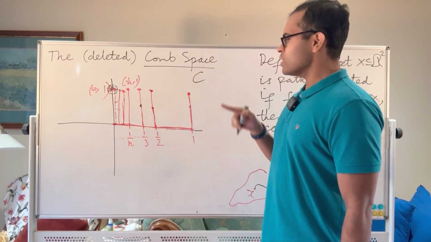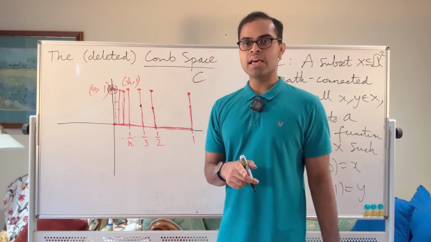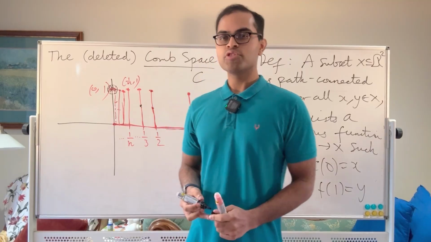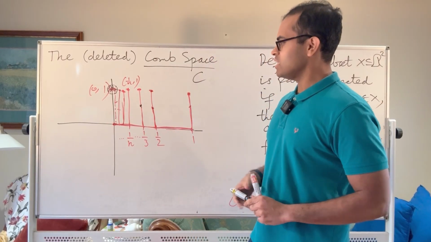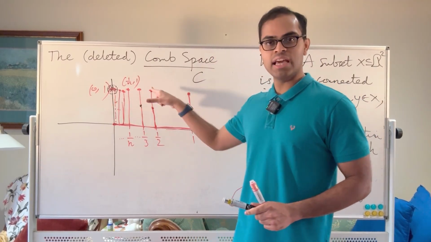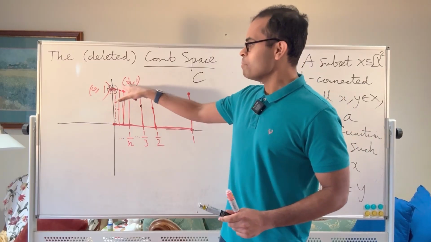Okay, so now the question is, why is this deleted comb space not path connected? You kind of intuitively understand that in an attempt to connect (0, 1) to any other point, you're going to have to jump somewhere.